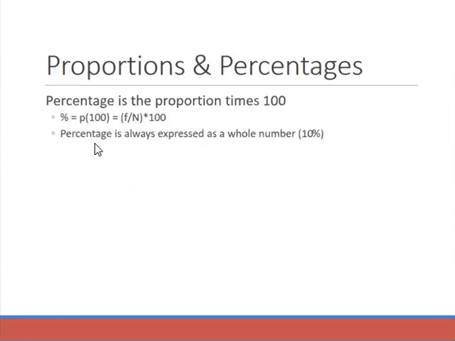The percentage is the proportion times 100. So you can see percent equals P, which is proportion, times 100. Another way of thinking of this is the percentage is the frequency of a given score divided by the total number of scores times 100. So the percentage is always displayed as a percent.